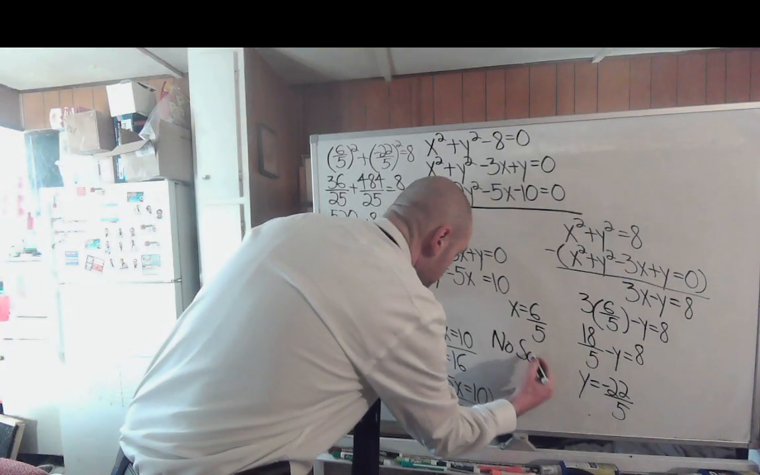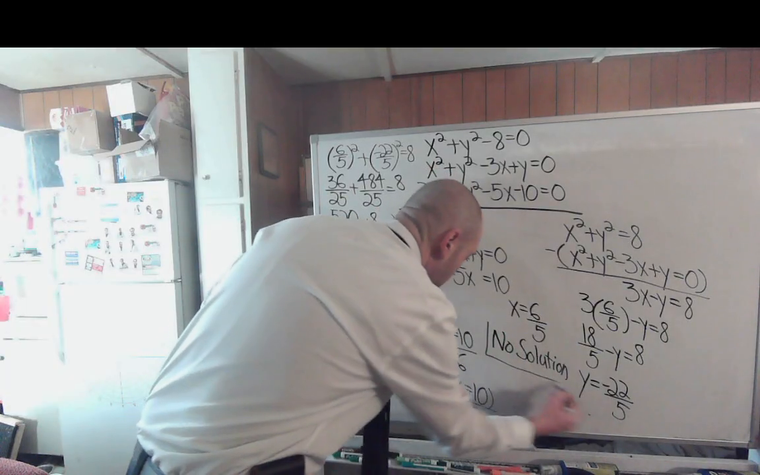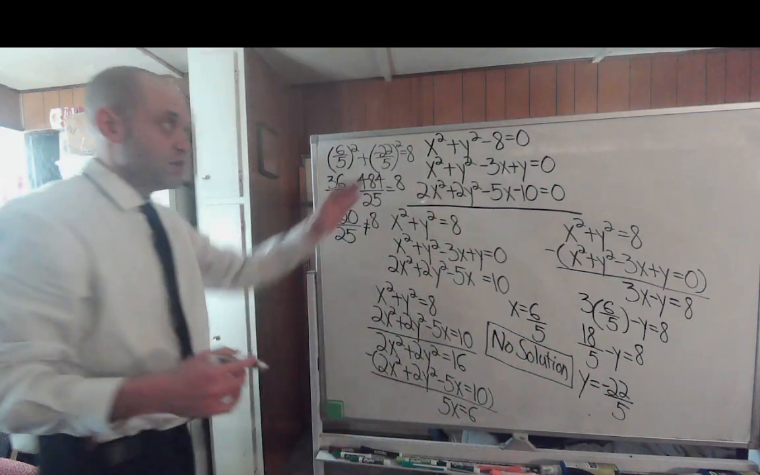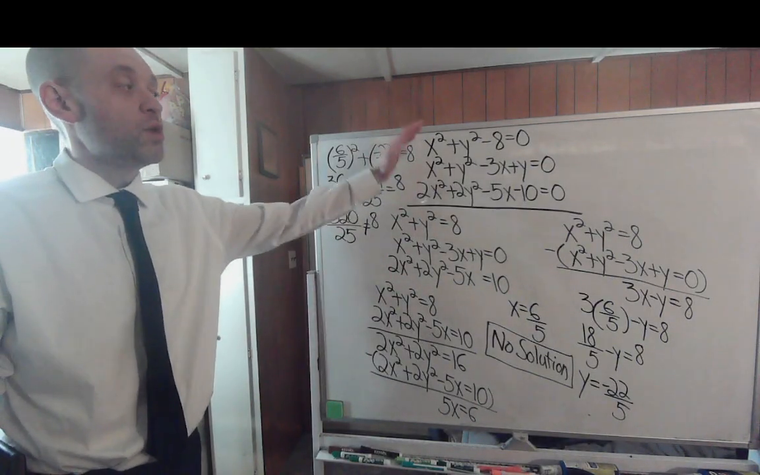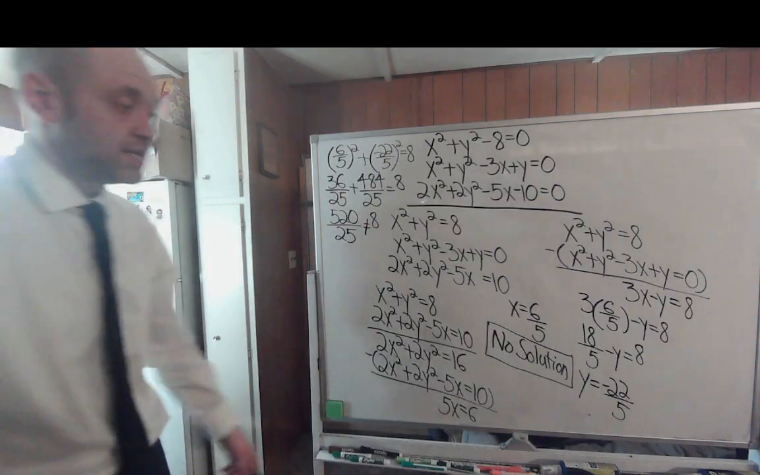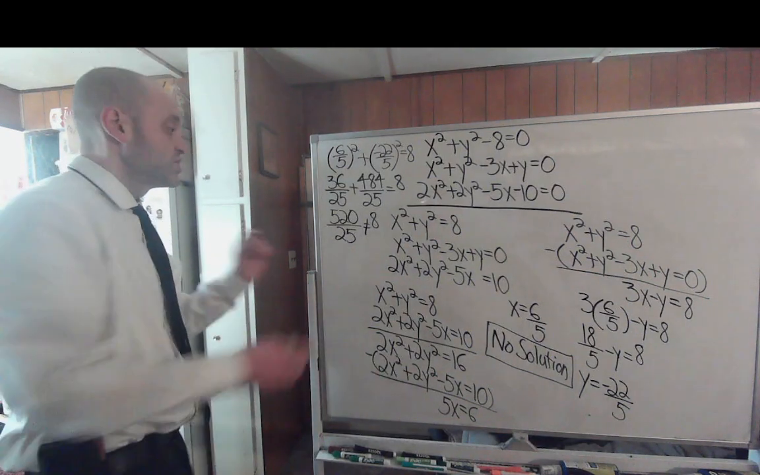It doesn't hold up in the first equation. And if these x and y values don't hold up in even one of them, then there's no solution, because the idea of finding a solution is where do all three of these circles intersect? And they clearly don't, since there's actually no solution. I got just two more, then we're done.